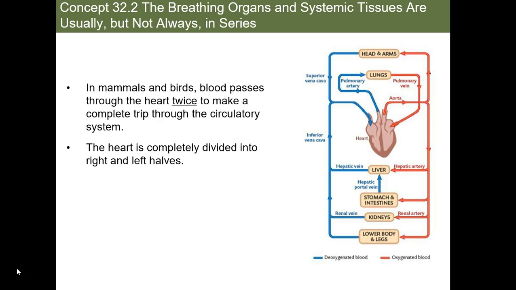In mammals, blood passes twice through the heart before going to the systemic tissues, whereas in fish, blood goes through the heart once, then to the systemic tissues. Within animals, the heart is completely divided into right and left halves.